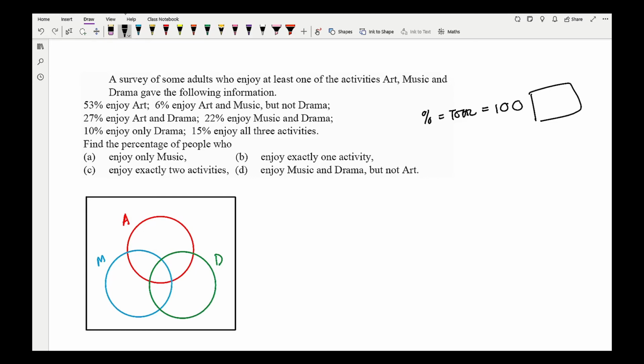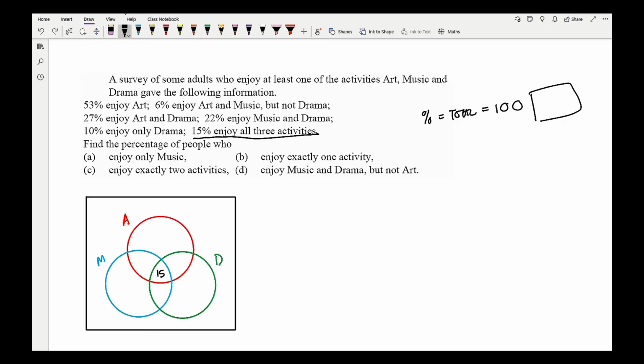So let's have a look at breaking up these key bits of information. Now again, a good starting point is always starting in the middle. So let's have a look. Do we know the percentage of people who enjoyed all 3 activities? Yes, we do. So that middle section is going to be 15%. And what I'm going to do is put a little line underneath that just to say that I've used that bit of information.